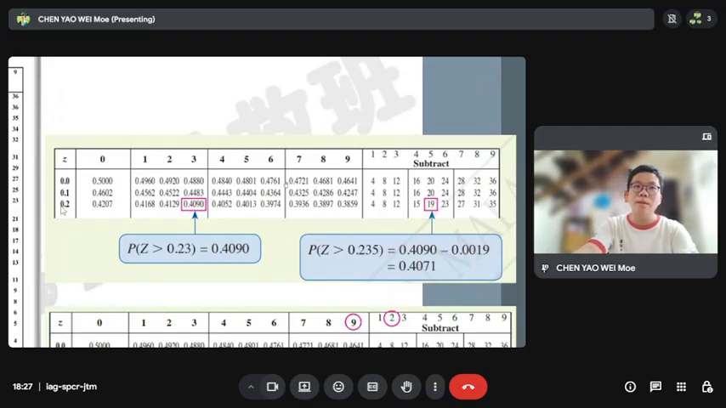What we do is use this value and subtract the value here. The 19 is actually 0.0019. It's 4 decimal places. Okay, it's 4 decimal places.